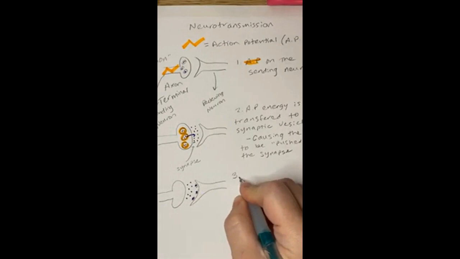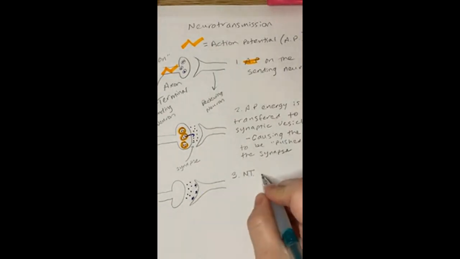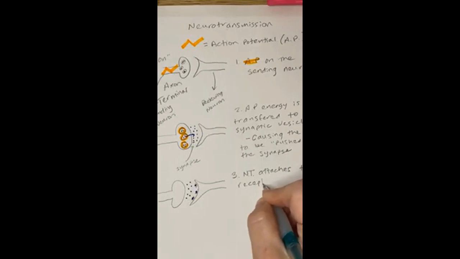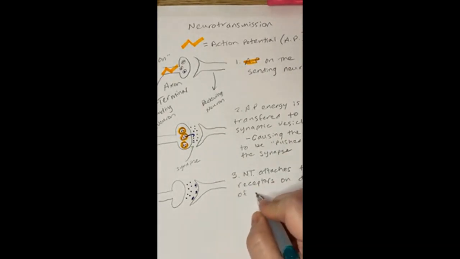So step 3: neurotransmitter, which is going to be NT, attaches to receptors on dendrites of the receiving neuron.